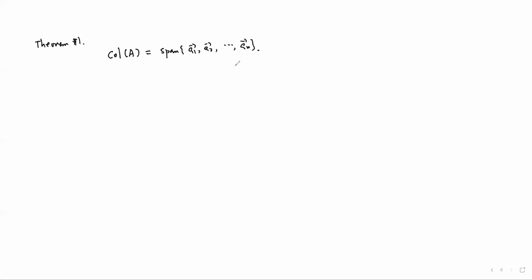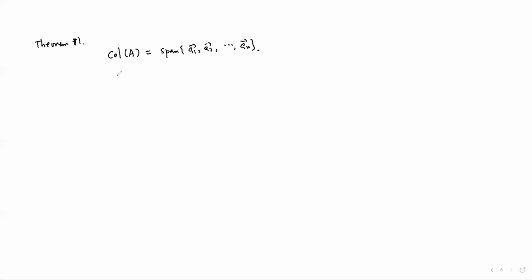This spanning set may not be a smallest spanning set. We can drop some of the vectors, but still span the same space. Then, which vectors should we drop? Which vectors should we keep? Based on the following theorem.